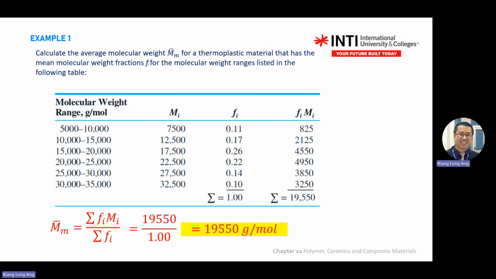Okay, so this is the molecular weight for this polymer, for these thermoplastics. How you get this is from the processing machine. Let's say you don't know what the molecular weight is, you put the powder inside, then the machine will calculate for you. Okay.